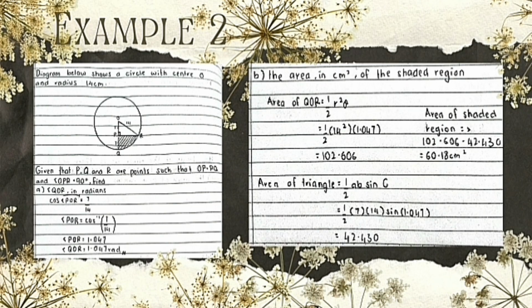To find the area of the shaded region, we need to minus the area of QOR and the area of the triangle. First, we need to find the area of QOR using the formula of 1/2 r power 2 theta. After done, we need to find the area of the triangle using the formula of 1/2 ab sin C. After we get both of the area values, we need to minus it to get the answer.